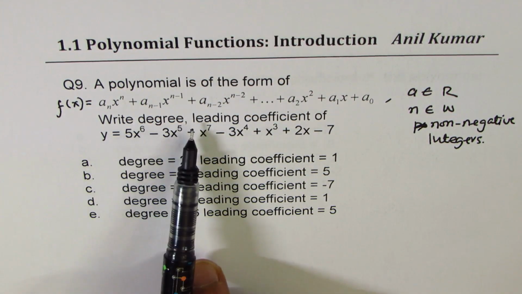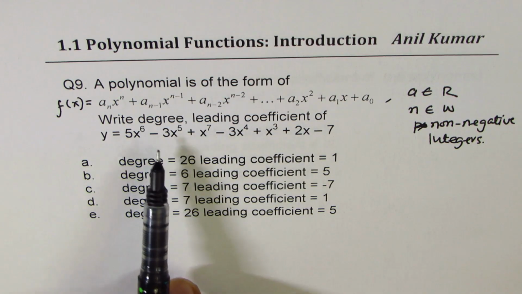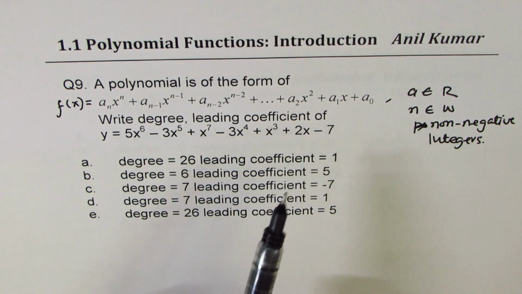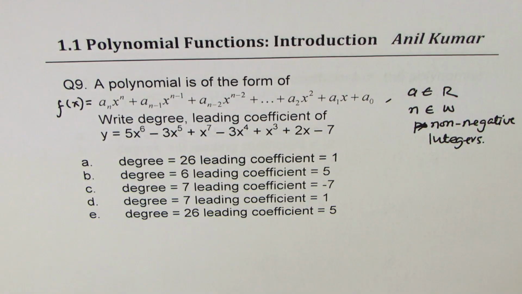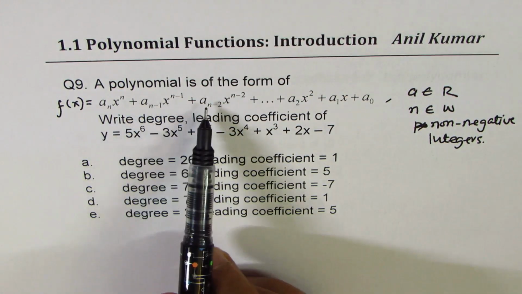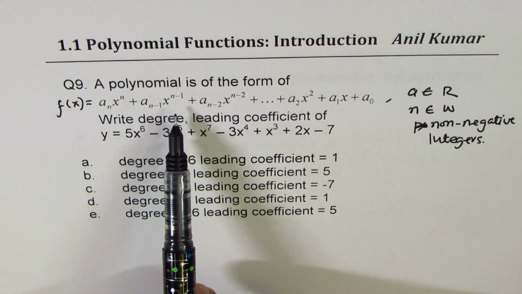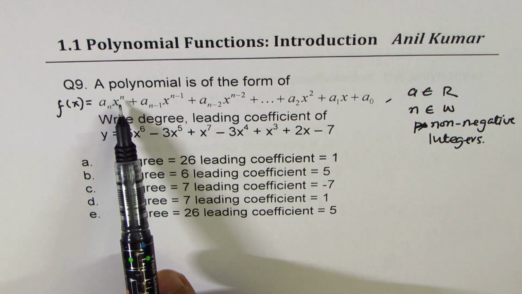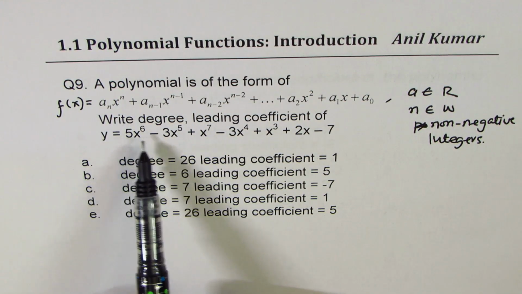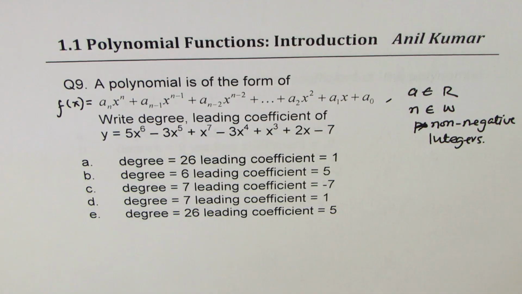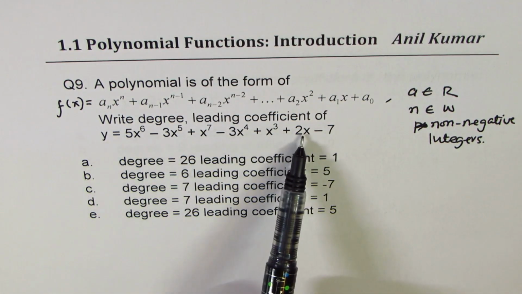Now we need to find degree and leading coefficient. Now degree is the highest power. Perfect. And leading coefficient is the coefficient of that term. So these are different terms. Normally you will be writing with highest power first. But in test papers this could be mixed up as shown here. So that is the given function.